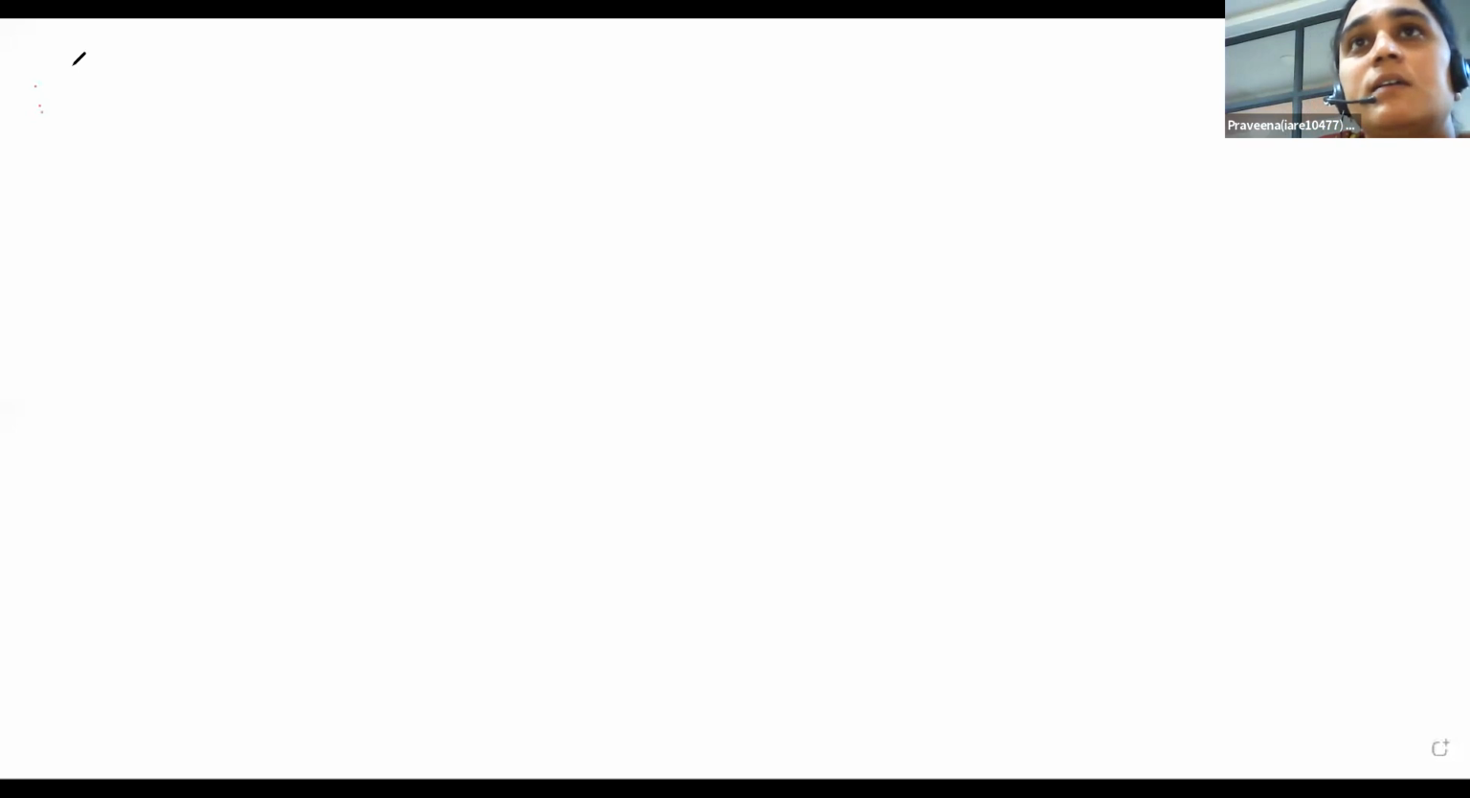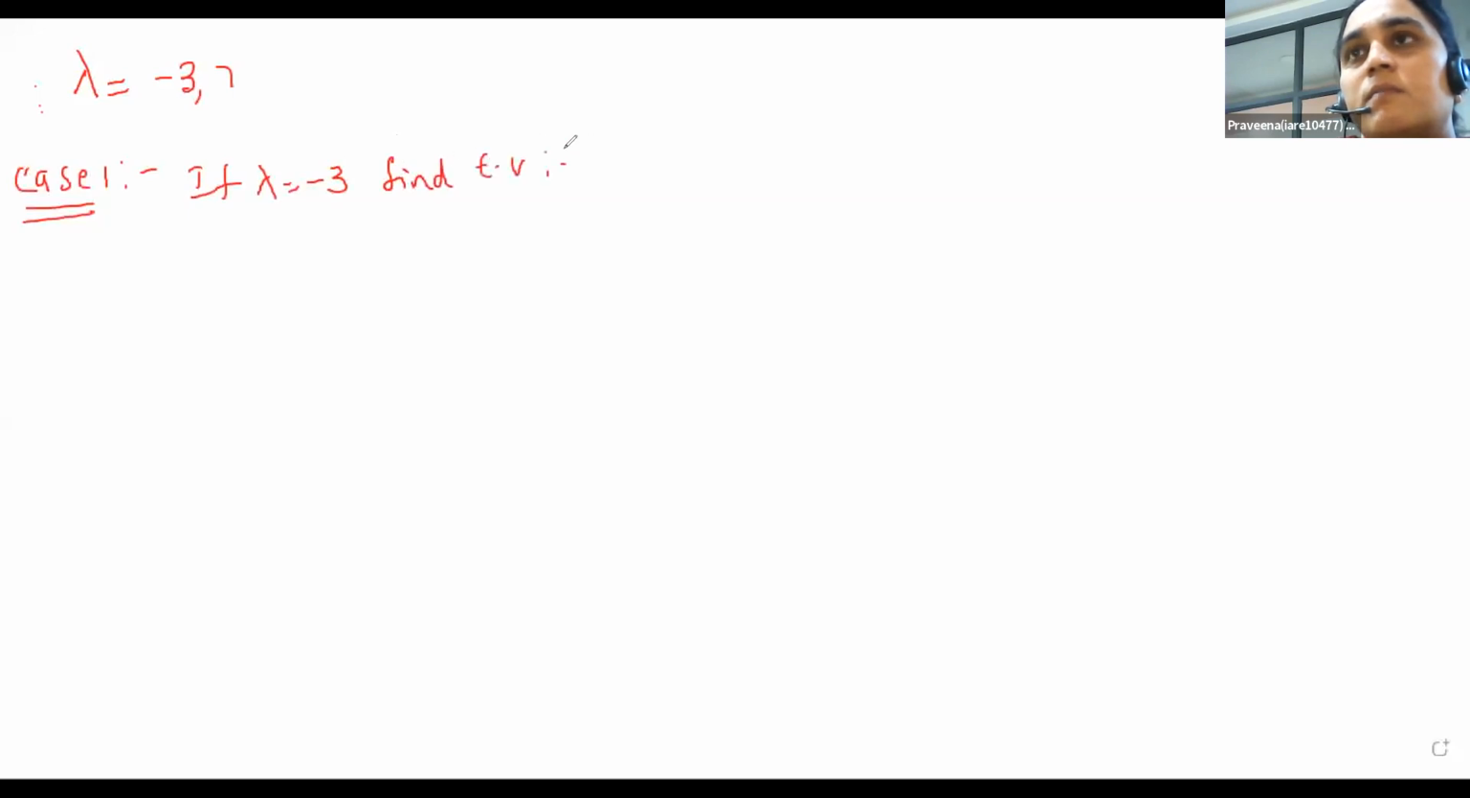Okay. Here the eigenvalues lambda are equal to -3 and 7. Now for the eigenvector, up to the last step, has anyone completed it? Did you copy it down, ma?